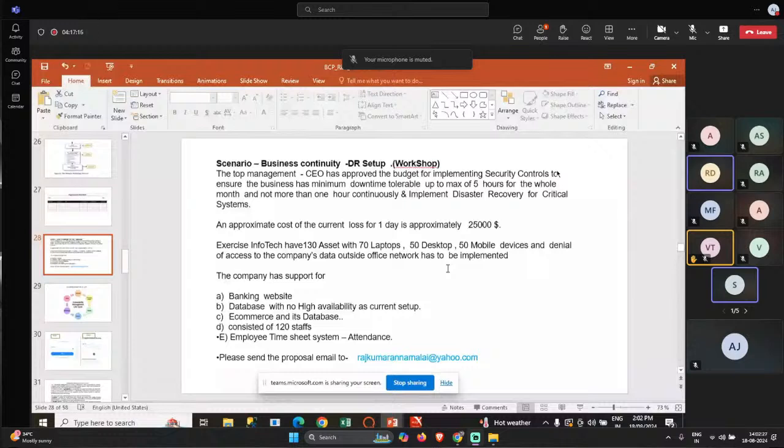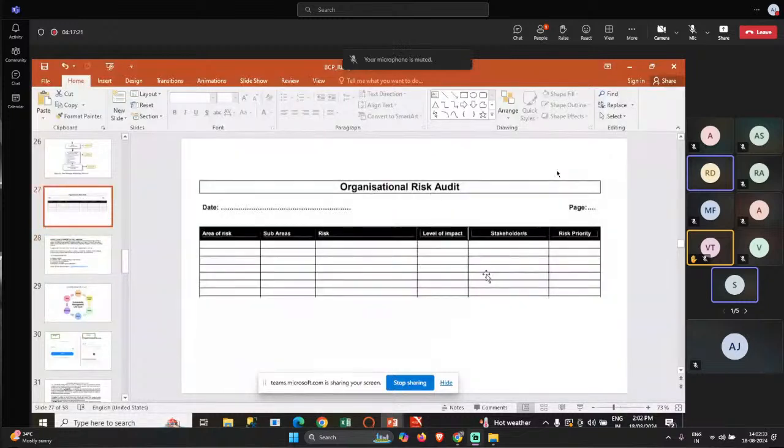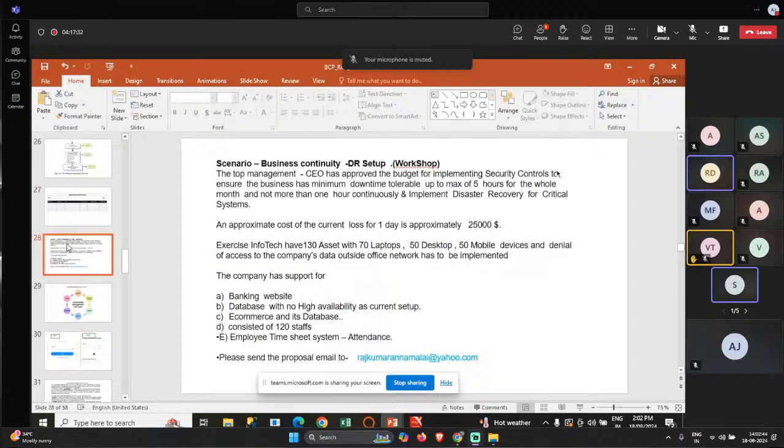First, read the question or the situation, and then prepare this first: the risk register. Identify the area of the risk, a description of the risk, level of impact, stakeholder, priority. So what do you see here? What is the first risk? Availability. Okay, put it over here.